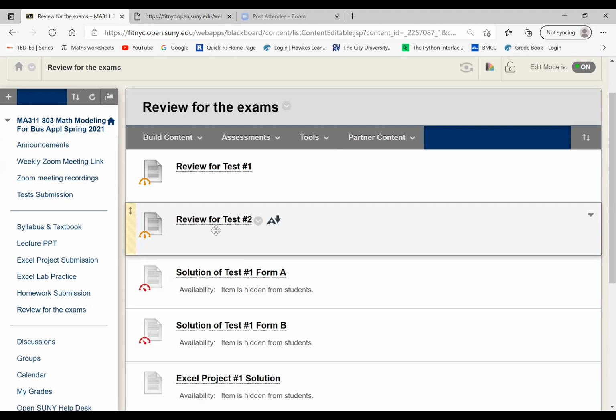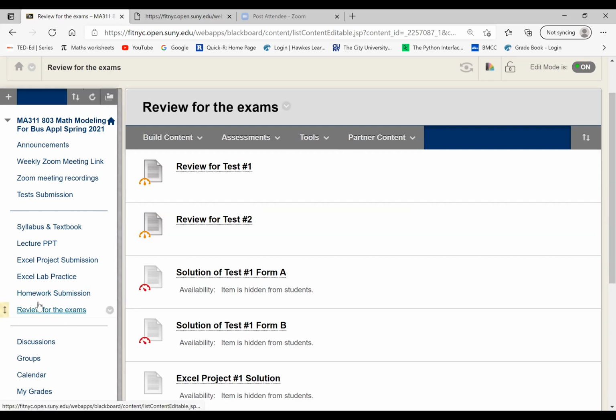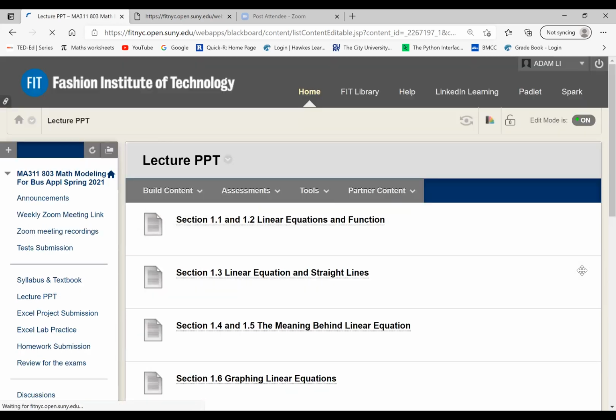Feel free to look into that. Maybe start working on it. And next Wednesday, we can review the questions from the sheet. And then next Friday, you take exam number 2, or test number 2. All right, so now any question on that?